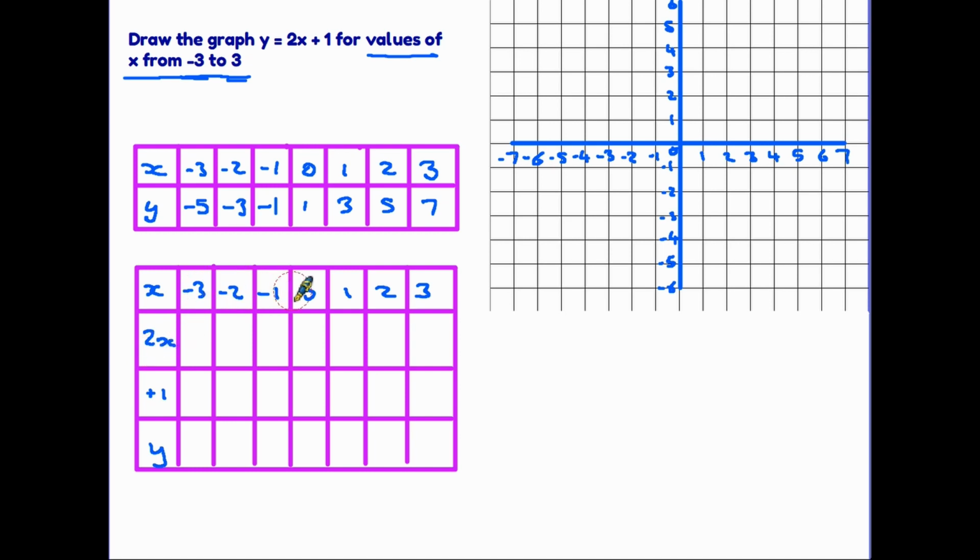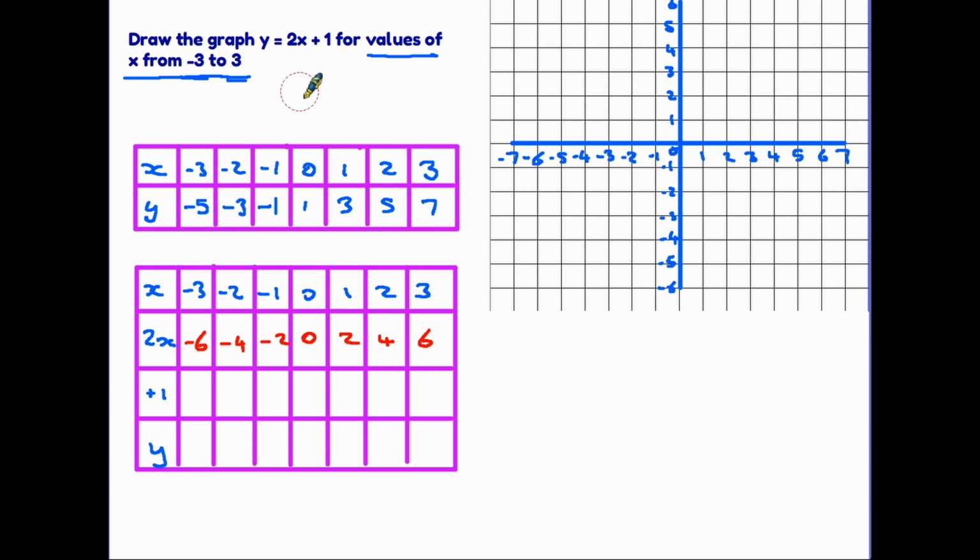So for each of these values we're going to substitute it into the x. So 2 times x becomes 2 times minus 3, therefore minus 6. 2 times minus 2 is minus 4. 2 times minus 1, minus 2. 2 times nothing is nothing. 2 times 1 is 2, and so on to the end of the box.